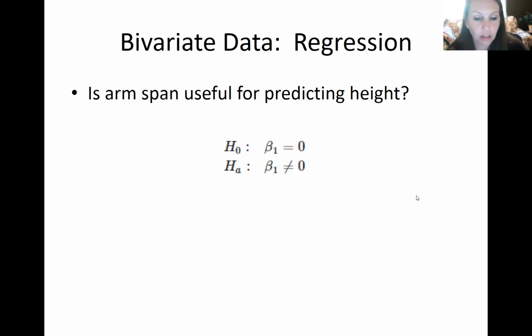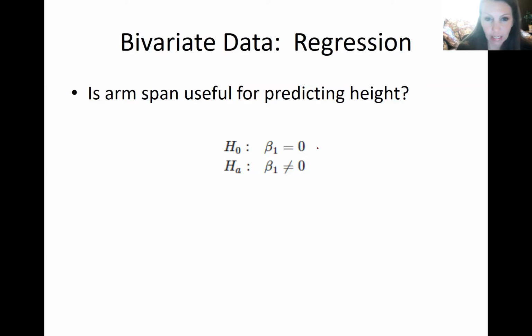All right, so of course, we can't do any kind of statistical methods without throwing in some tests of significance as well, some hypothesis tests. So we probably want to know, is arm span useful for predicting height? So if you couldn't tell from looking at the scatter plot, that was amazing, then we can also do this statistical test to figure out if arm span is useful for predicting height.